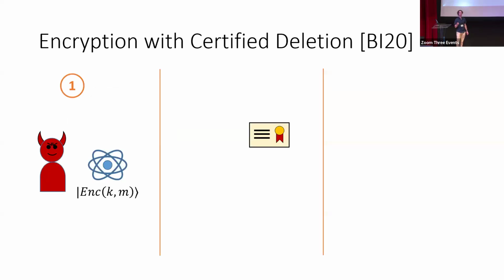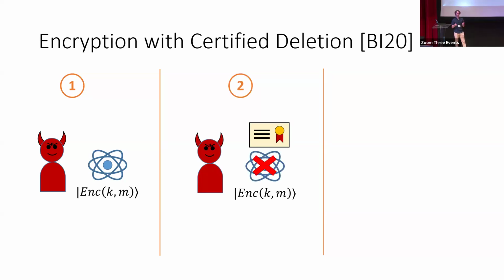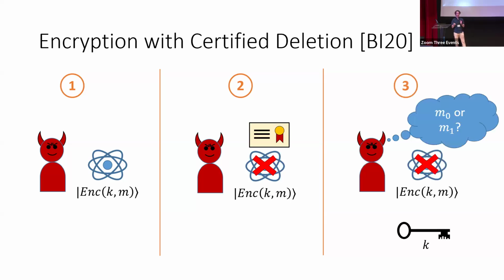All right, before we go to the definition of secret sharing with certified deletion, let's start off with some inspiration from encryption with certified deletion. Here, the adversary is given some encrypted quantum message, and they're going to delete it by producing a valid certificate. Then, after they've done this, they get the secret key. And even given this secret key and unbounded computation, they cannot guess whether or not the message was M0 or M1. Okay, this is nice and simple.